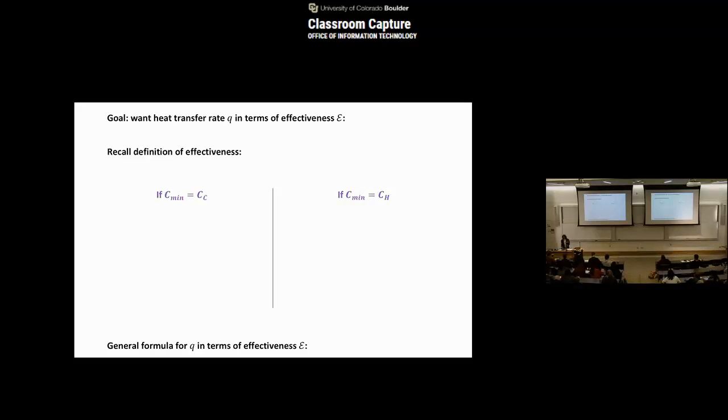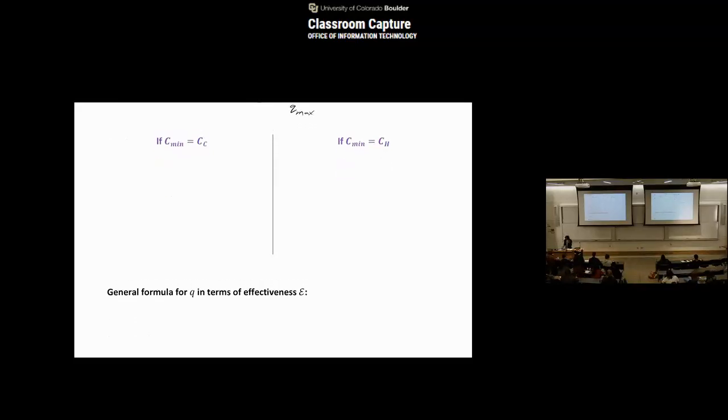Before we get in, I want you to recall that the definition of effectiveness, epsilon, is equal to Q over Q max. And just like with our temperature profile diagrams, we have to consider two cases. One where our cold fluid has C sub min, and one where our hot fluid has C sub min. So I'm just going to define these equations out. Let me know if I'm going too fast or you need more time to write it down.